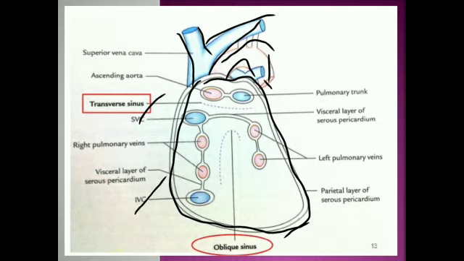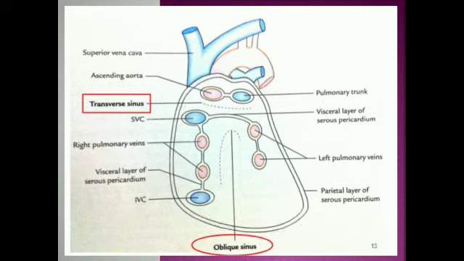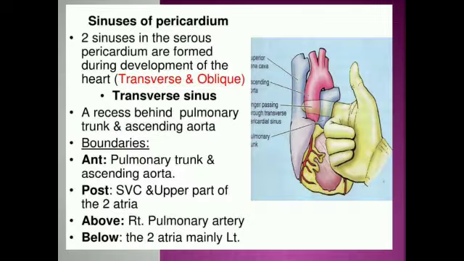Here, the line passing through what you're seeing is called the transverse sinus. The one you're seeing here is called the oblique sinus. The two sinuses, transverse and oblique sinus. We'll look at what is meant by a sinus of the pericardium. Two sinuses in the serous pericardium are formed during the development of the heart. When the heart develops, two sinuses are formed, called the transverse sinus and the oblique sinus.